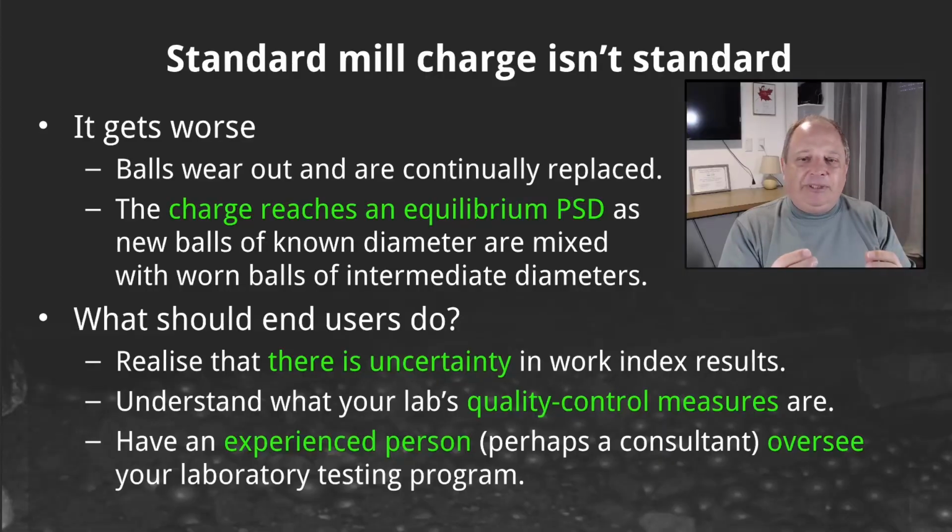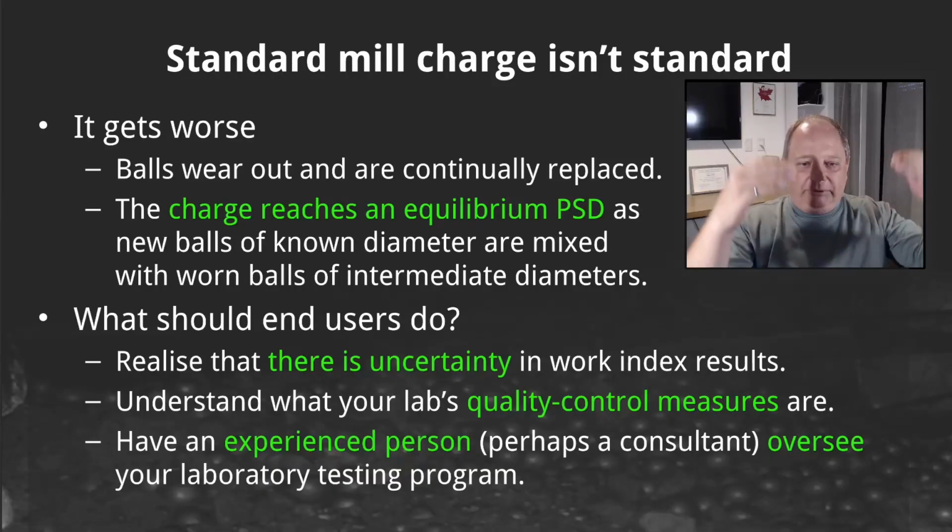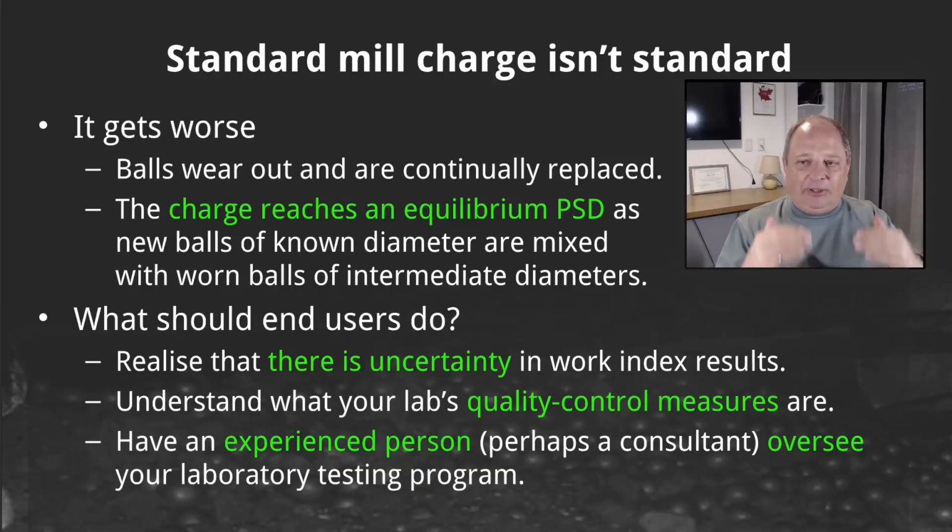So the key thing for you as an end user is to realize that there is uncertainty in this ball charge, which means there is some uncertainty in your test result. So understand what your lab's quality control procedures are. They will have some standard for when they pull balls out, how often they measure them. Ask what that is. And it's quite common in the programs that I run, I'll ask them right up front, go out and measure your balls right now. Tell me how many you've got. Tell me what the weights are in the different size classes. Tell me what the total weight is.